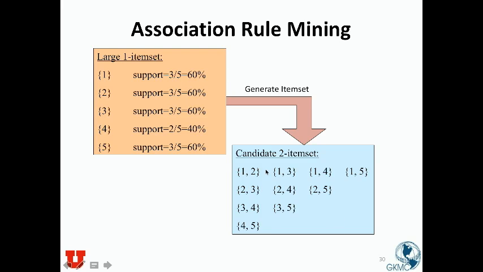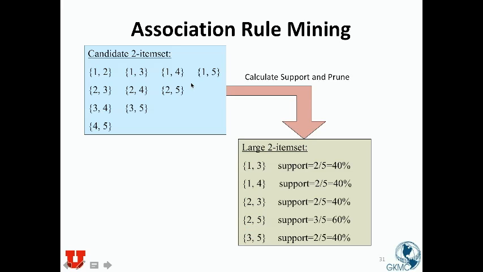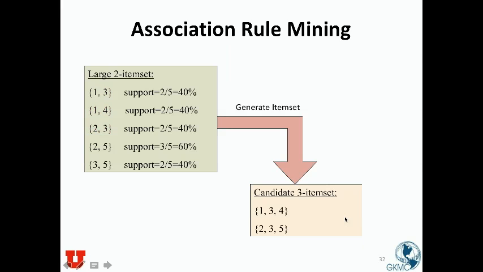So with this combination, we go back and calculate the support level, and these are the only remaining large two-item sets that appear in 2 out of 5 transactions or 3 out of 5 transactions. And now given this, 5 two-item sets are large. Now we want to generate possibly large 3-item sets, candidate large.